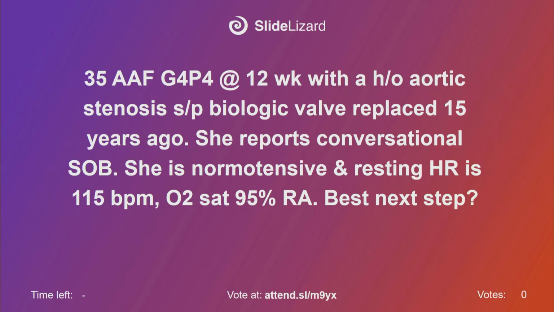35-year-old African-American female, G4P4 at 12 weeks with a history of aortic stenosis, status post biological valve replacement 15 years ago, she reports conversational shortness of breath. She's normotensive with a resting heart rate of 115, O2 sat 95%. What's the best next step?